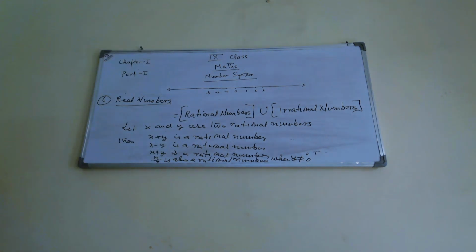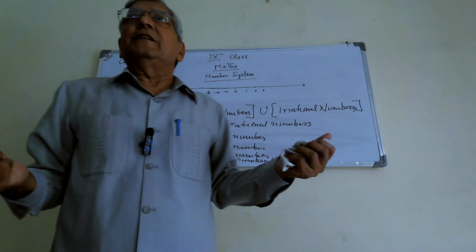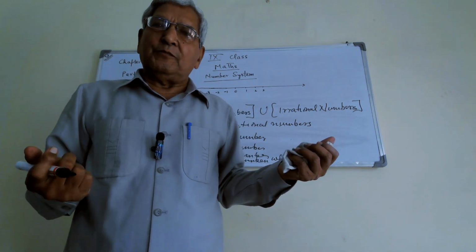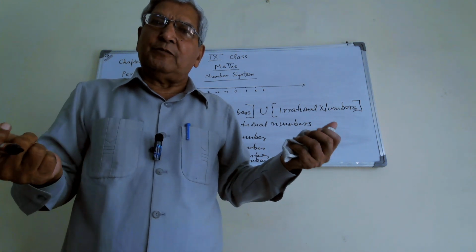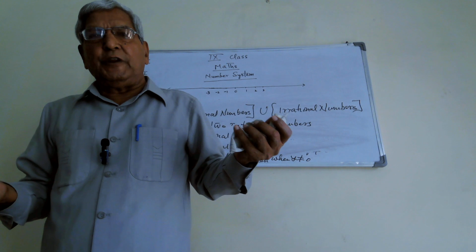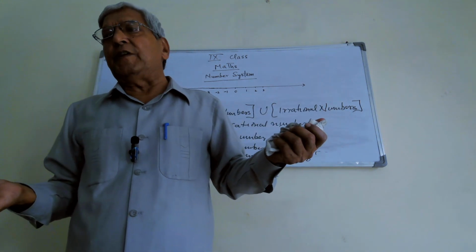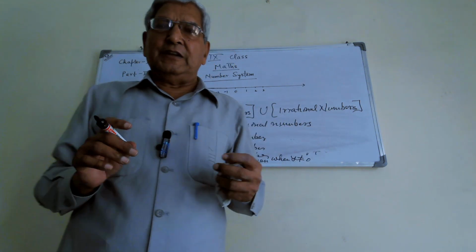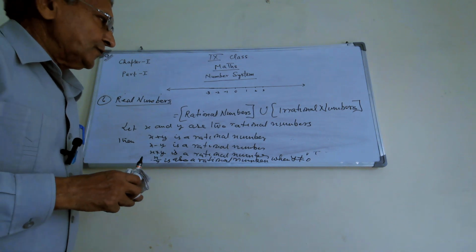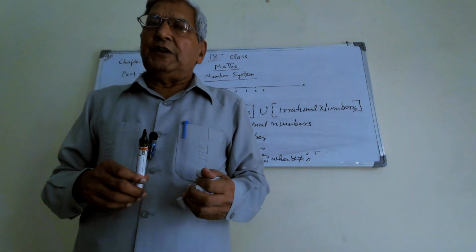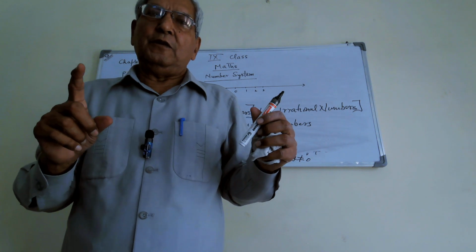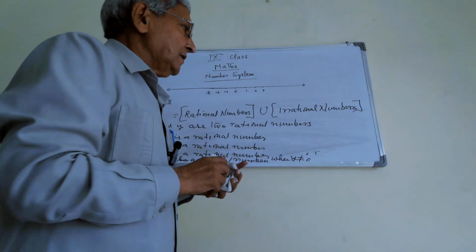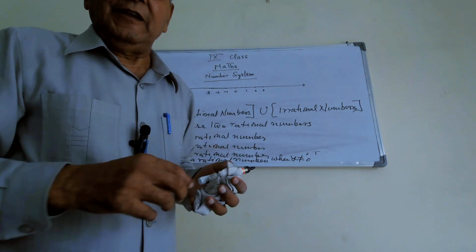This is the condition. So when two rational numbers are given, the sum of the two rational numbers is also rational. The difference of two rational numbers is also rational. The division of two rational numbers is also rational, and the product of two rational numbers is also rational. So this is about the rational numbers, and this is the first part of lesson number 1 of 9th class, that is, number system. Now I will explain part 2 later on.